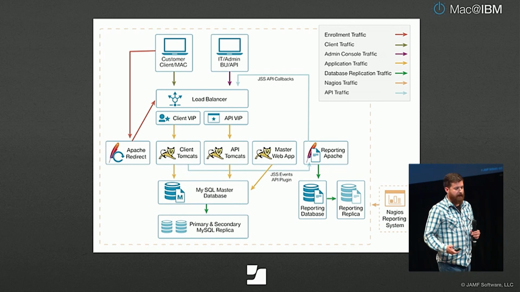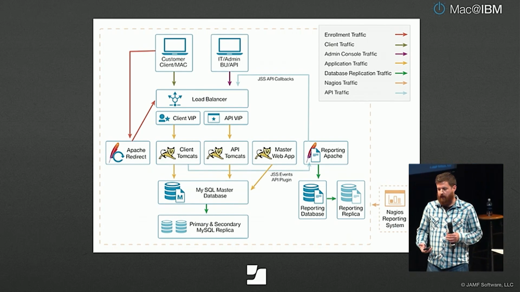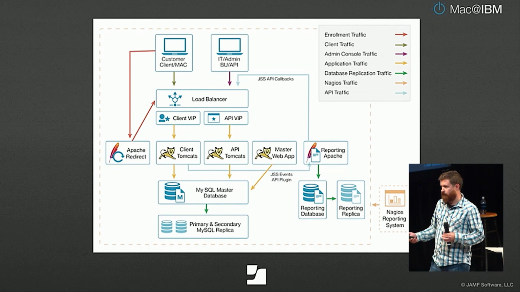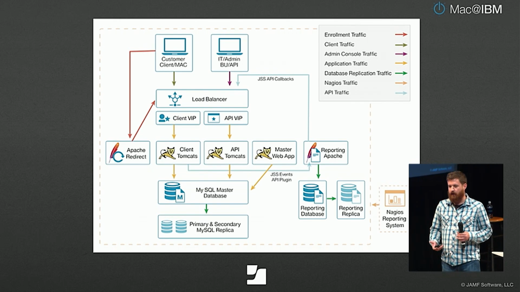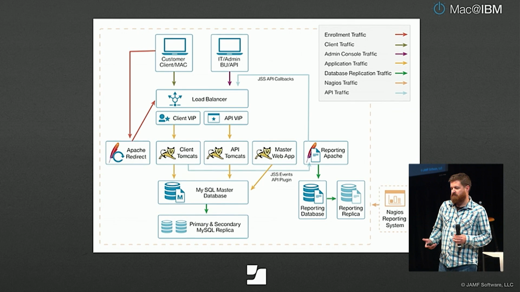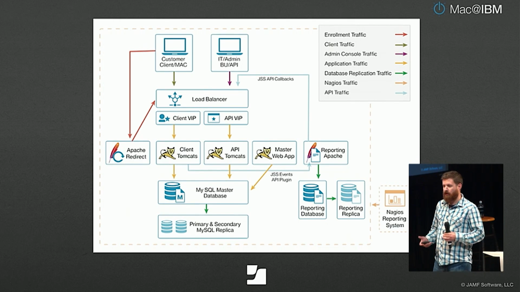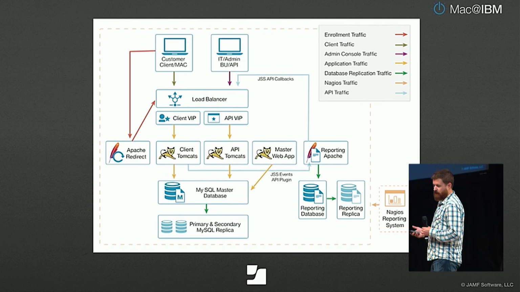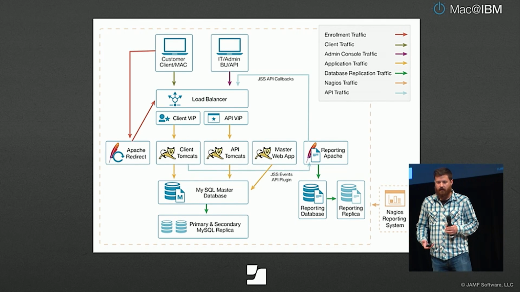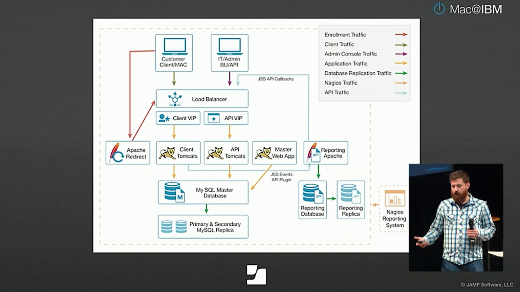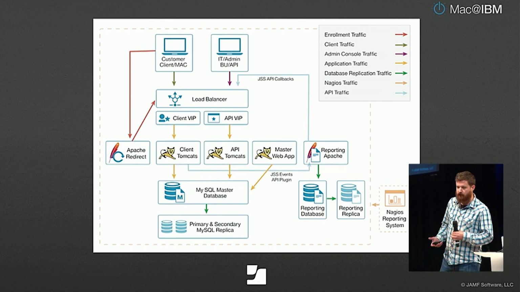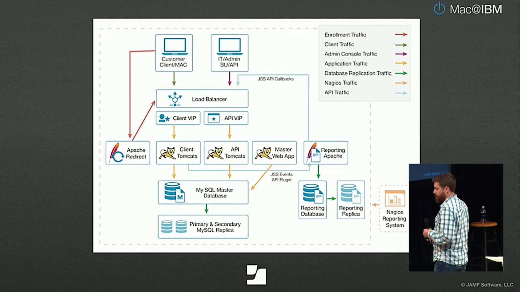And then our master web app is off to the side. And we designed it this way because the master web app, if you're familiar with how the JSS works, has special functions. And we just want it to be left alone. So no one logs into the master, no one touches it, so it can do its thing. Everything connects to a master MySQL server. And we have 2 replicas for redundancy. It's pretty standard.